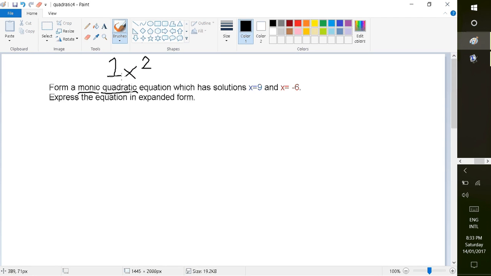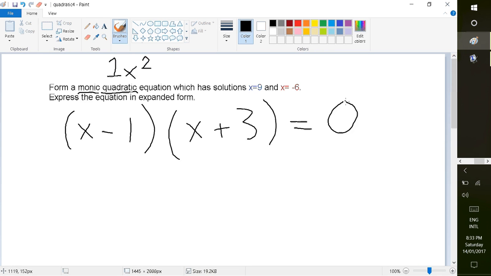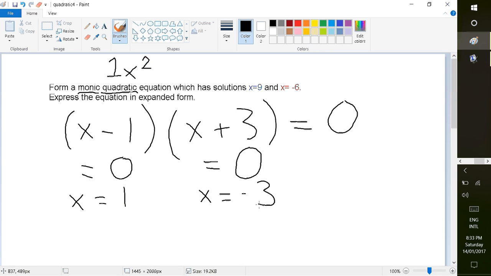So if we remember, when you solve a factorized quadratic equation, such as x minus 1 multiplied by x plus 3 equals 0, we would set both factors, or both expressions inside the brackets, to 0. And then solving these two mini equations, we get x equals 1 and x equals -3. And these are our two solutions to this quadratic equation.